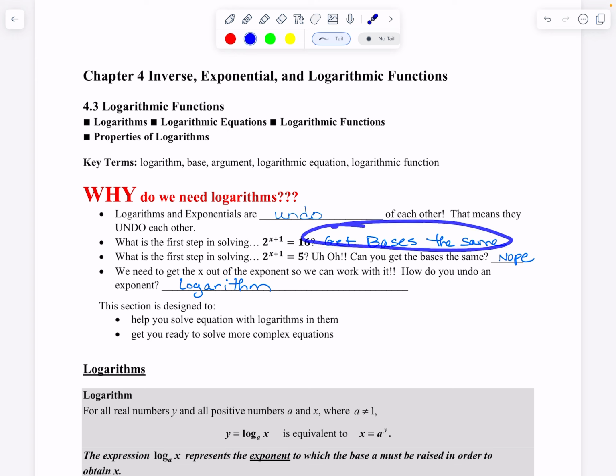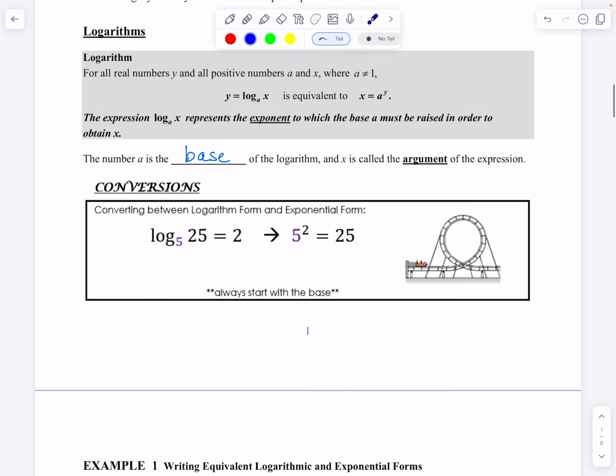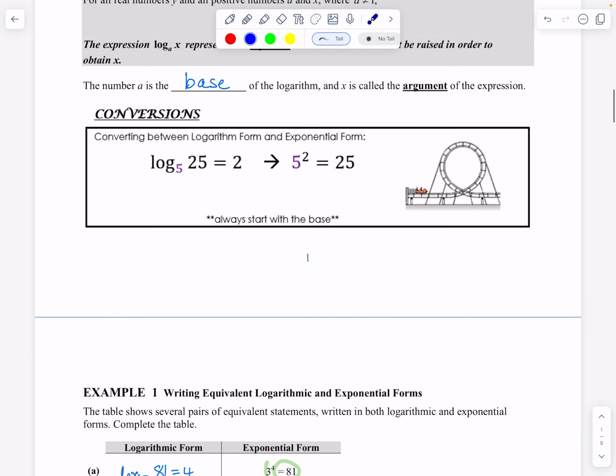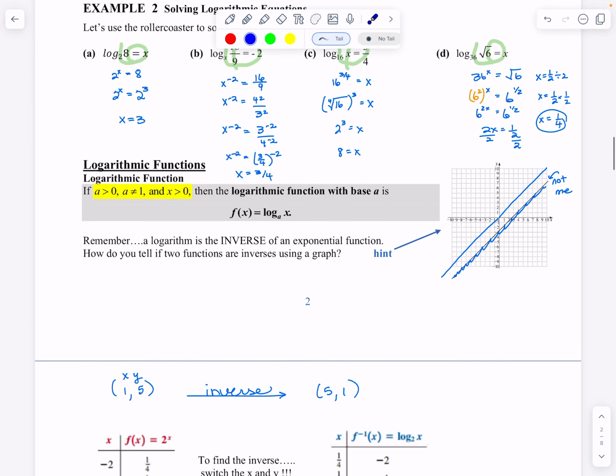The only way we know how to do that right now is to get the bases the same. But sometimes you just can't get them the same, as in this equation, 2 to the x plus 1 equals 5. I can't turn a 5 into a 2 or a 2 into a 5, so I cannot get those bases the same. We've already talked about logarithms and how to ride the roller coaster to go from logs to exponents and exponents back to logs, and we've done a little practice of that.